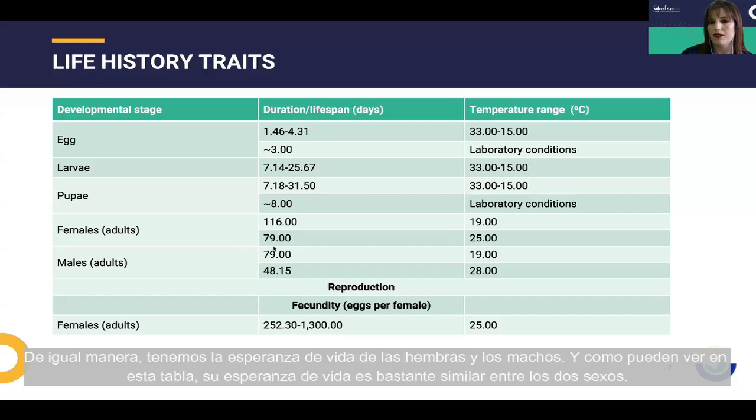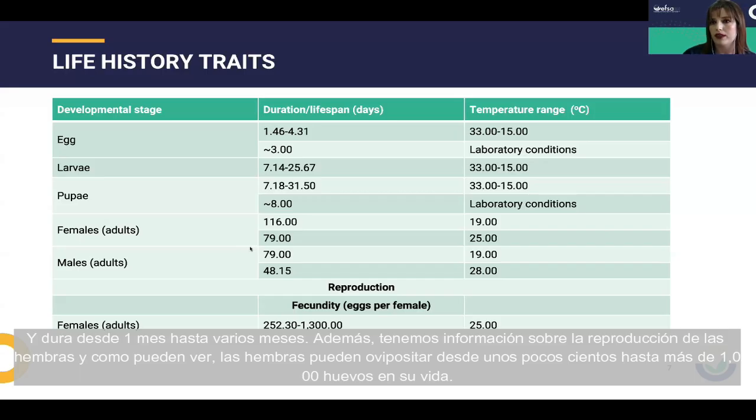And likewise, we have the lifespan of females and males. As you can see from this table, the lifespan is quite similar between the two sexes, and it lasts from 1 month to over several months. Also, we have some information regarding the reproduction of females. As you can see, females can oviposit from a few hundred to more than 1,000 eggs in their lifetime.